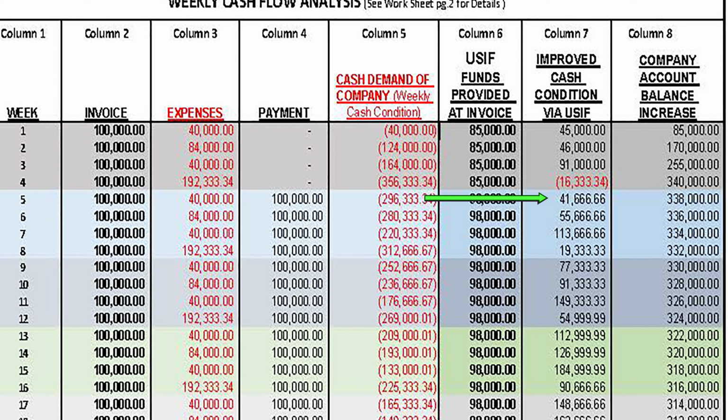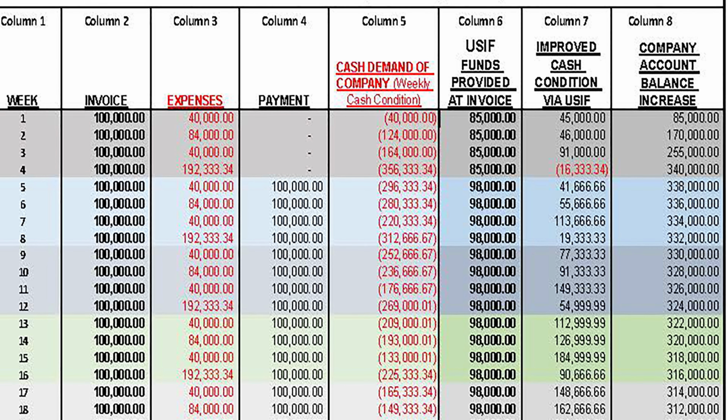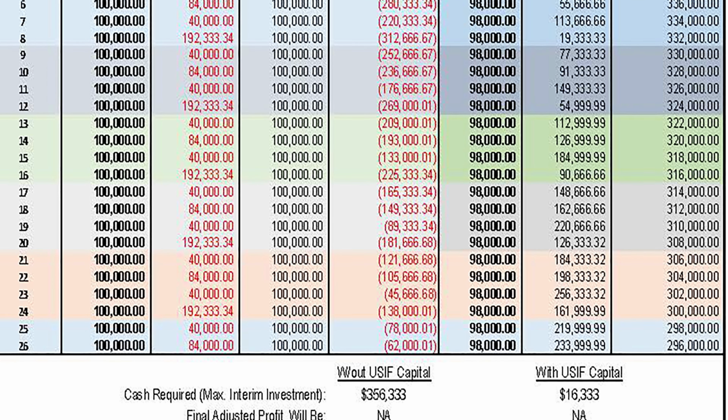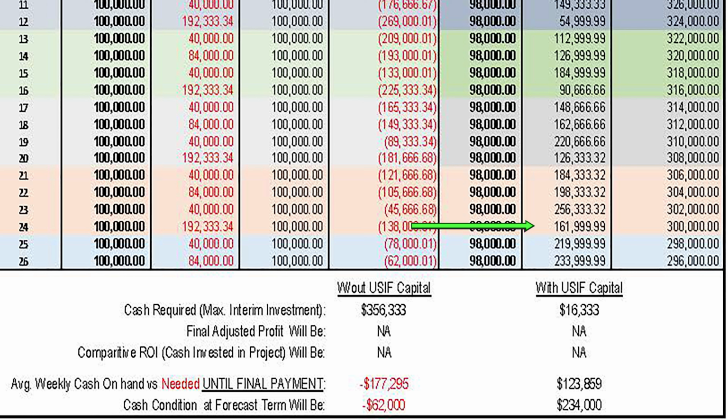At the end of 24 weeks, instead of being out $138,000, the owners are up $162,000, thanks to USIF advances. That happens to be a $300,000 difference. Positive cash flow management without the need for owners' contributions is a vital requirement. Factoring can eliminate that concern.